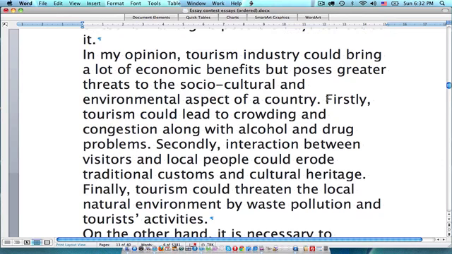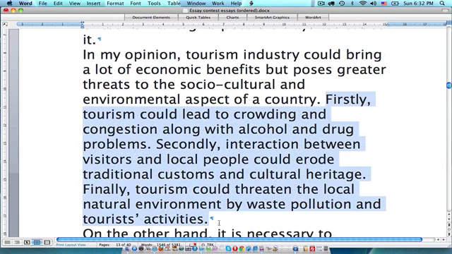Okay, so let's take it from here. Now, normally, after the topic sentence, the student is to share an example and then discuss that example to show why the topic sentence is true, or why the topic sentence should be supported. So here you've shared as your example, firstly, tourism can lead to crowding and congestion along with alcohol and drug problems. Secondly, interaction between visitors and local people could erode traditional customs and cultural heritage. Finally, tourism could threaten the local natural environments by waste pollution and tourists' activities.